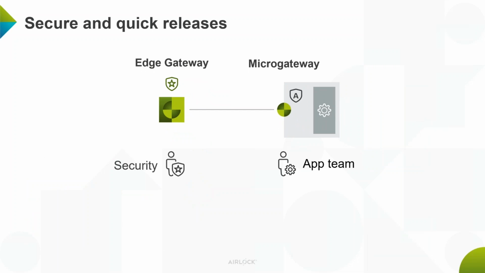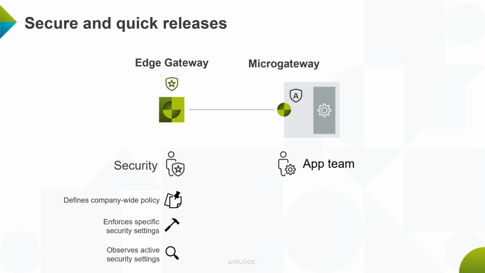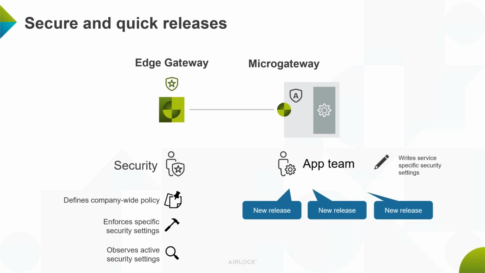What does this mean for quick releases? The security team can still define company-wide policies on the edge gateway. We will see later on that it is also possible to define some kind of policies for the microgateway itself. So it can enforce specific settings that should be used in the microgateway, and they can observe the active configuration. So what does the app team have configured? And on the other hand, the app team can write the specific settings and roll out the web application smoothly. So there is no obstacle anymore to roll out new releases from a security perspective.